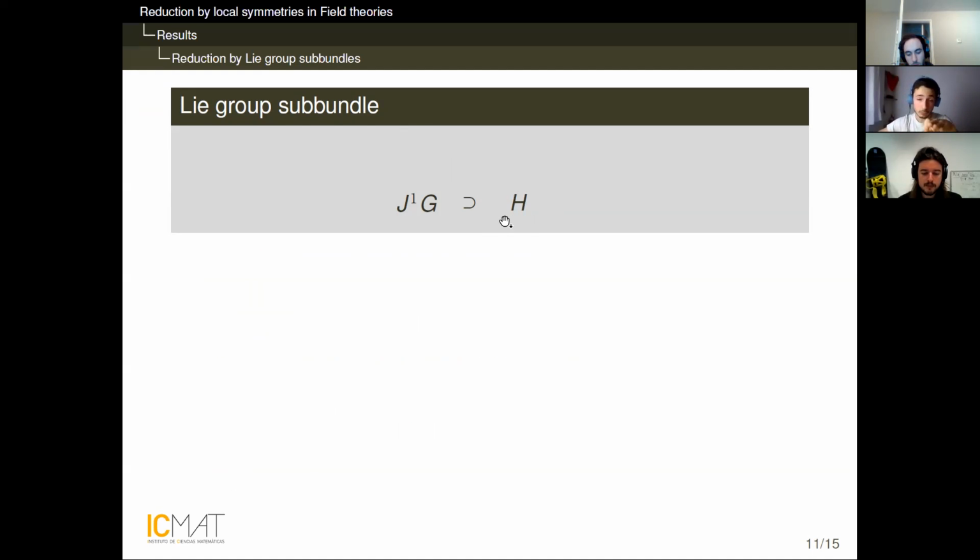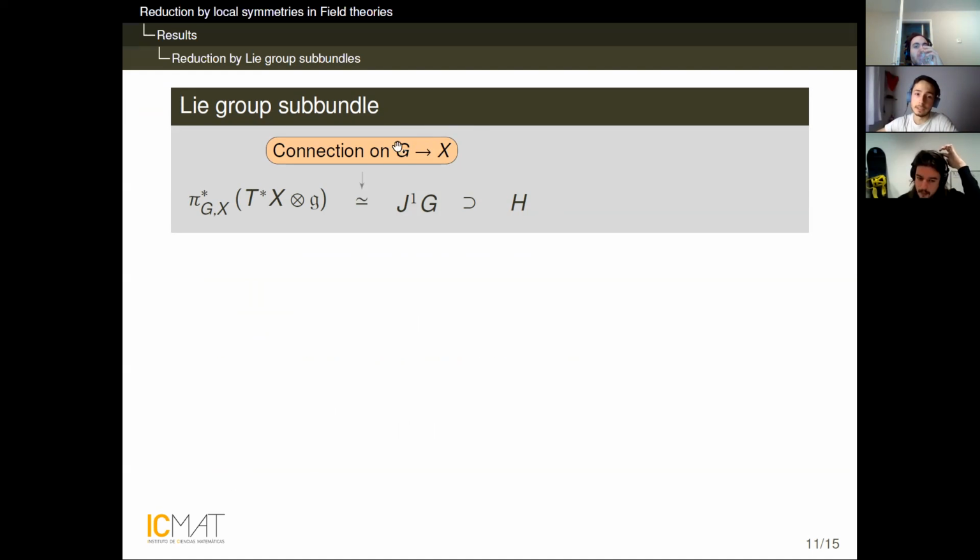Okay, so to better describe this H, we have fixed a connection on G over X on our Lie group bundle. This allows us to identify the first jet bundle of G with this vector bundle, where this matrix G is the Lie algebra bundle associated to our Lie group bundle. And we have picked H of this particular form. It has the same expression, but we have substituted the Lie algebra bundle by a Lie algebra subbundle, H. And we have tried to perform reduction by this kind of subgroups.